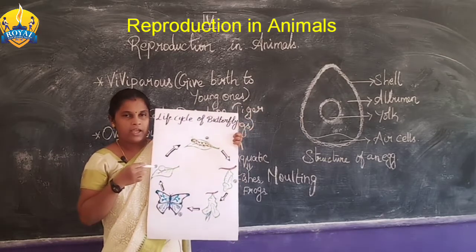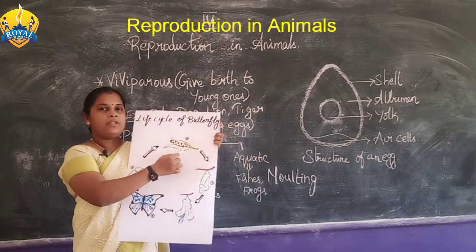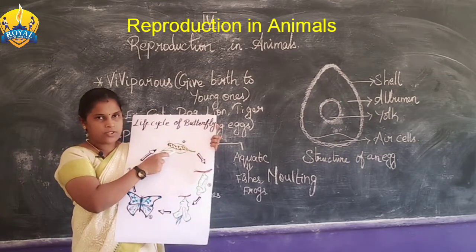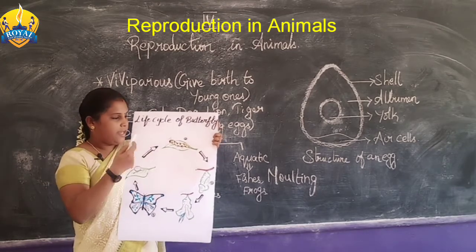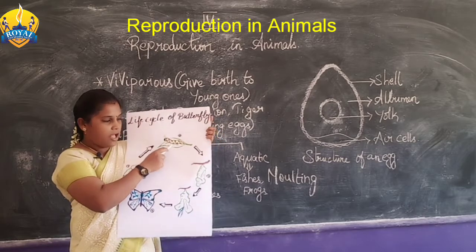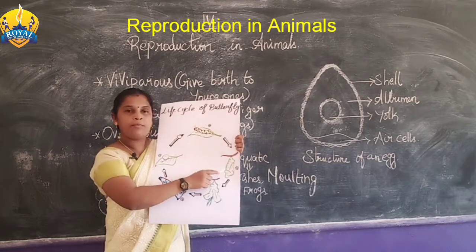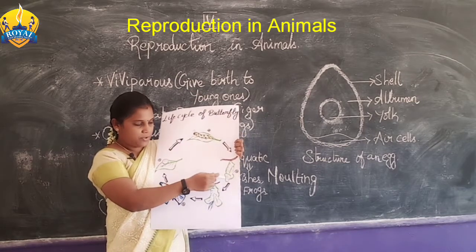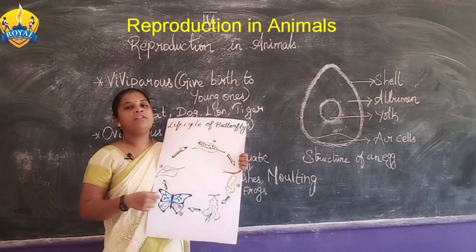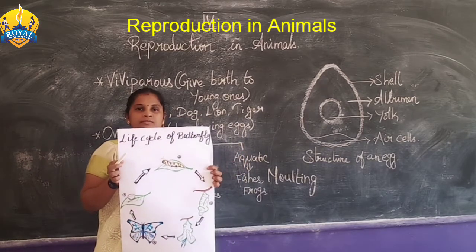So this is the life cycle of the butterfly. First, the butterfly lays its eggs on leaves. After that, when the egg hatches, the caterpillar, that is the larva, comes out and eats the leaves and grows very fast. After that, the larva spins its body and makes a nest called a pupa. Then from that pupa a very beautiful butterfly comes out and flies away. So this is the life cycle of a butterfly.